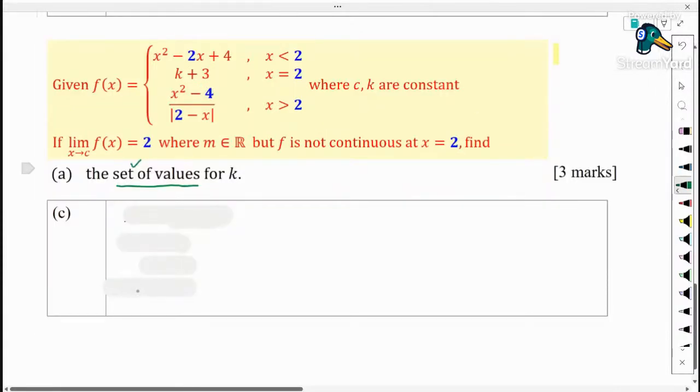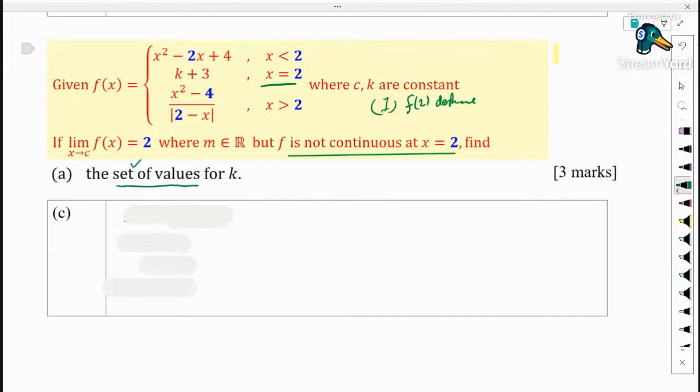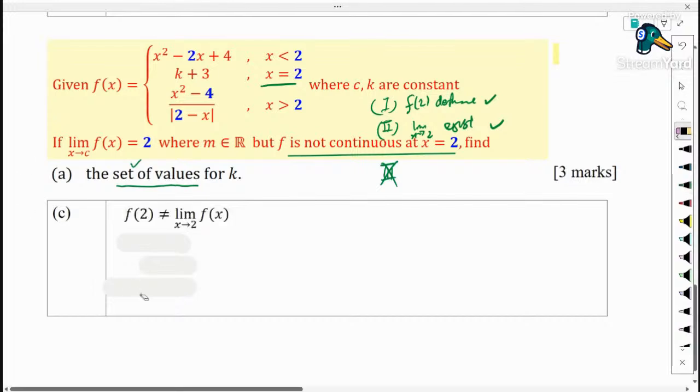As we said just now, if the function is not continuous at x equals 2, and we find out that f(2) is defined according to the question, condition number 1 is fulfilled. Condition number 2, the limit as x approaches 2 exists, is also fulfilled. The only thing not fulfilled is the third condition. So if the third condition is not fulfilled, that means the first and second conditions are not equal to each other. f(2) is not equal to the limit as x approaches 2.